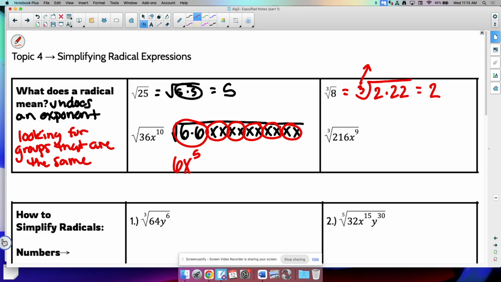So what's the third root of 216? 6. And that's because 6 times 6 times 6 is 216. X to the 9th means how many total x's are there? 9 of them.